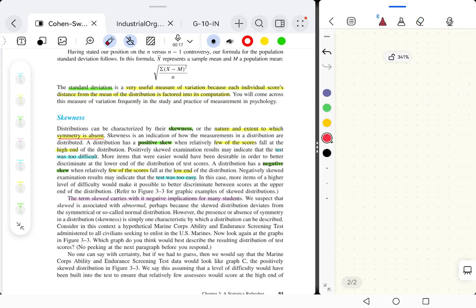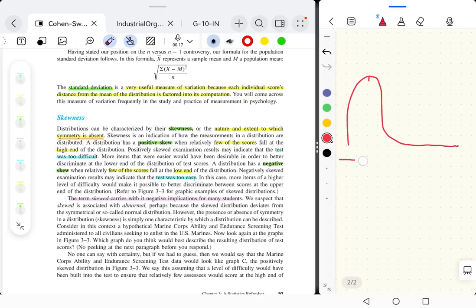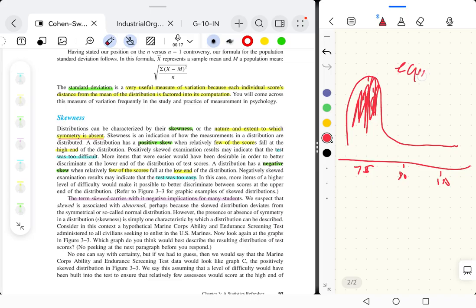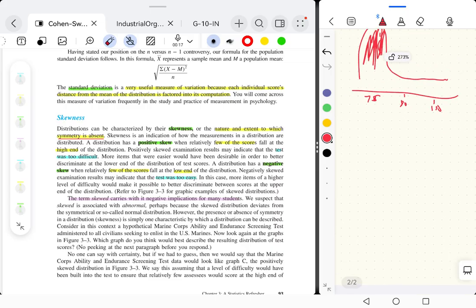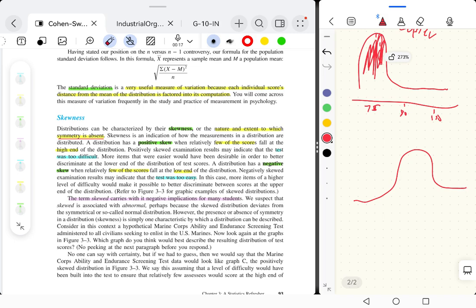Let's take, for example, a positive distribution. Most of the scores are at the low end of the scoring range. Therefore, we have to make the test much easier. You know why? Because a lot of people failed here. Some scored 95, some 80, some 100. A lot of people barely made the cut, guys. So therefore, you have to make the test easier. The opposite is true for negative skew, where most of the scores fall at the high end of the score range. So therefore, you have to make the test harder to normalize the distribution.